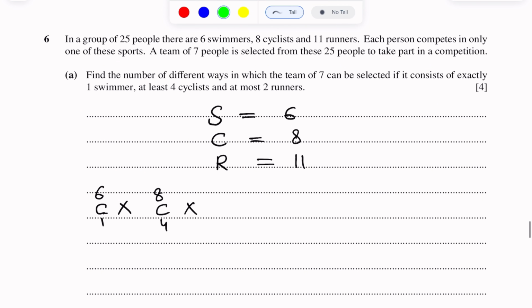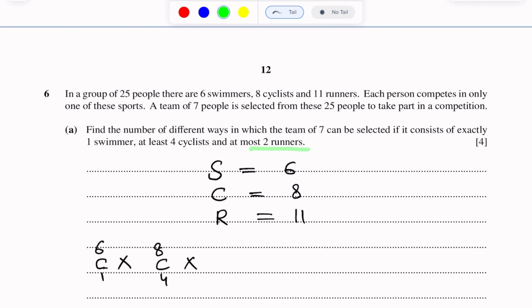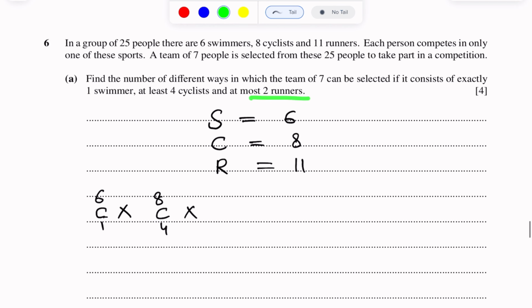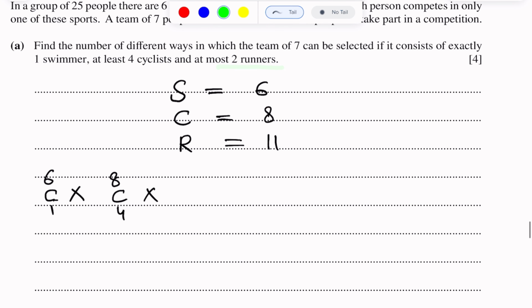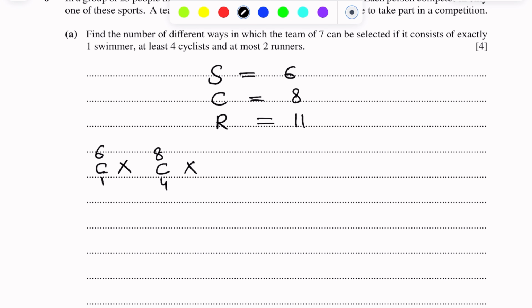Now at most 2 runners means maximum runners will be 2. Total runners are 11, so we are taking 11C2. Look at this: 2 plus 4 plus 1, these are 7. This is the first option.